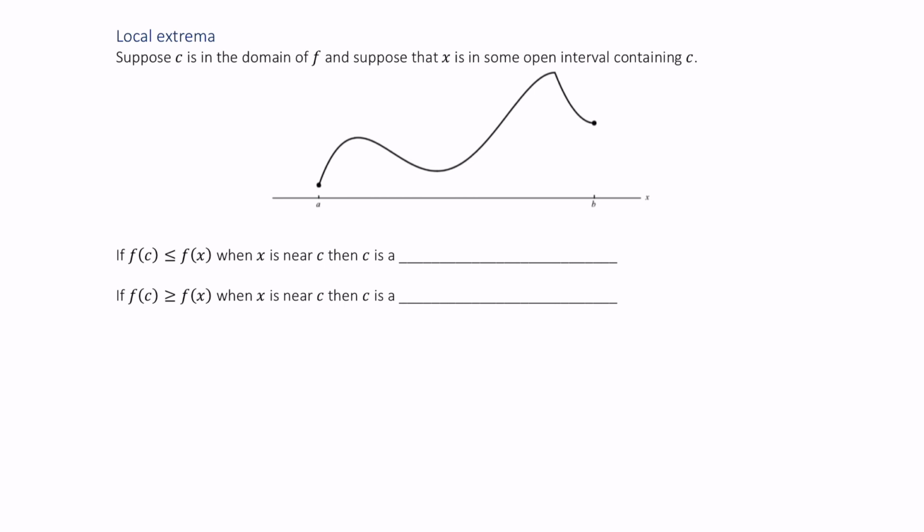So suppose C is in the domain of F, and suppose that X is in some open interval containing C. And actually, I'm going to label a couple of C's. So let's say C1 and C2. So suppose C1 and C2 are in the domain of F, and X exists in some interval containing these C's.